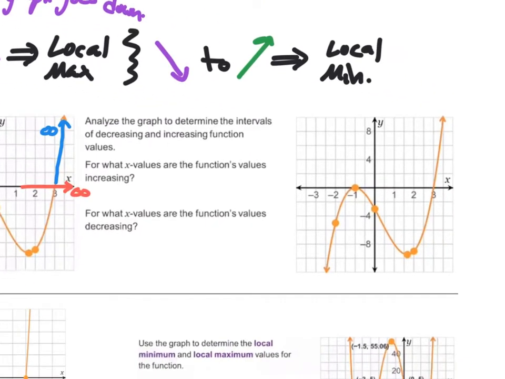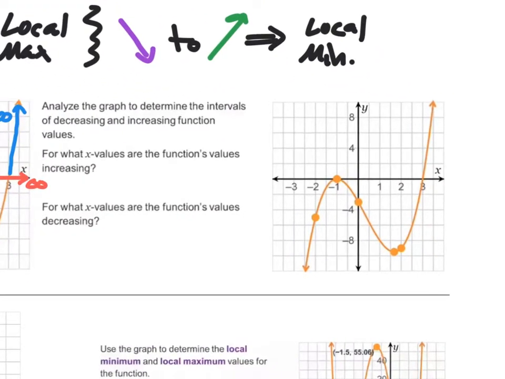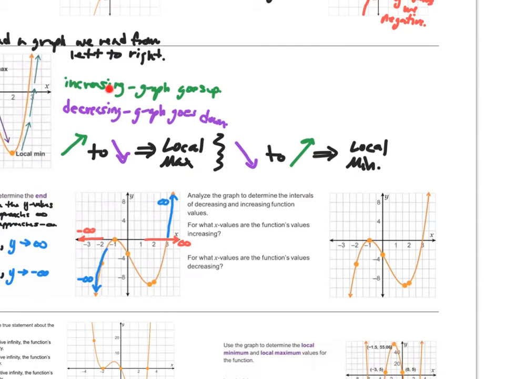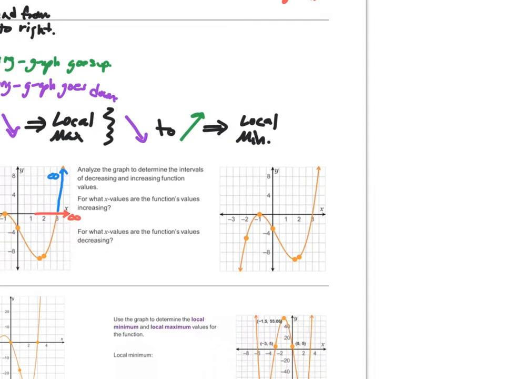All right, so let's take a look at this graph over here, and it says, let's analyze the graph to determine the intervals of decreasing and increasing function values. So I'm going to come back here and change that color. Increasing was green, and decreasing was purple. As we read the graph, increasing means that the graph goes up, decreasing means that the graph goes down, but we have to read it from left to right.